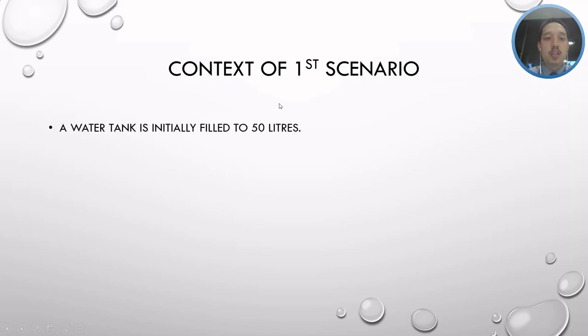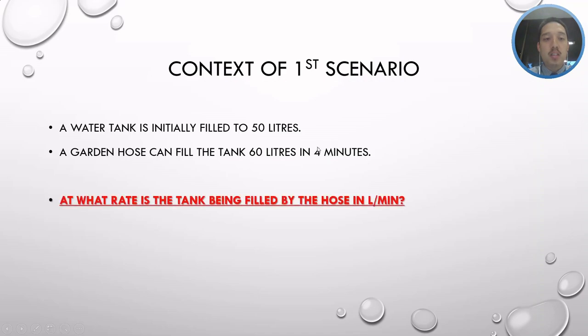So here's the context of the first scenario. A water tank is initially filled to 50 liters. This word initially is very important. It implies at the very beginning it's filled to 50 liters. A garden hose can fill the tank at 60 liters in 4 minutes.